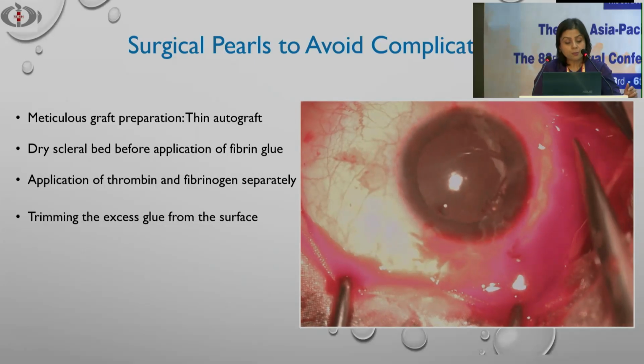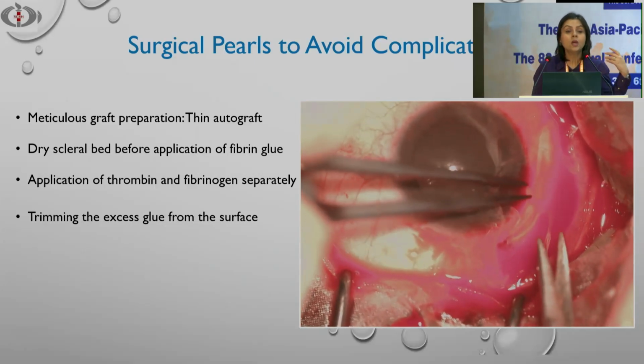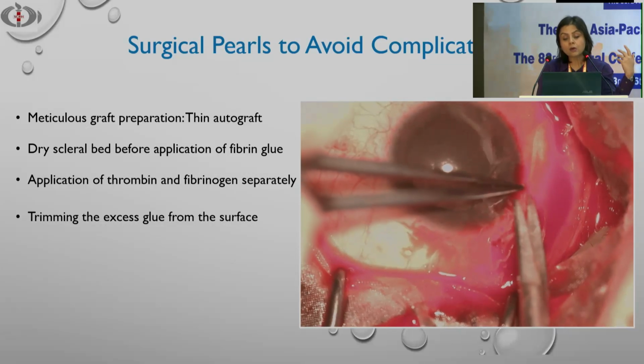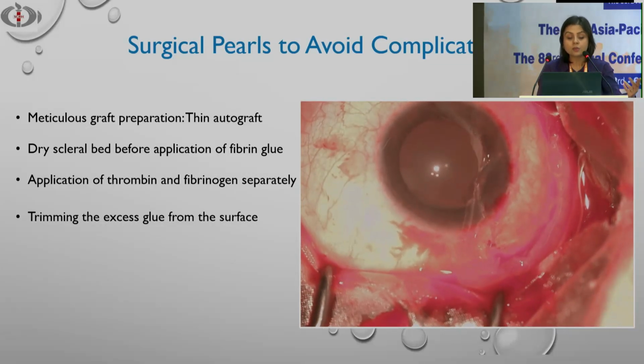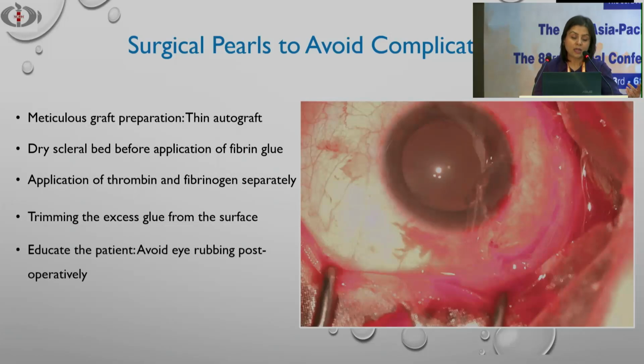Another important tip here is to trim the excess glue instead of pulling it, because if we pull the glue, we might be pulling the autograft along with the glue. So always use scissors, make sure that the speculum is free of the glue before we remove the speculum from the eye. And last but not the least, educating our patients.